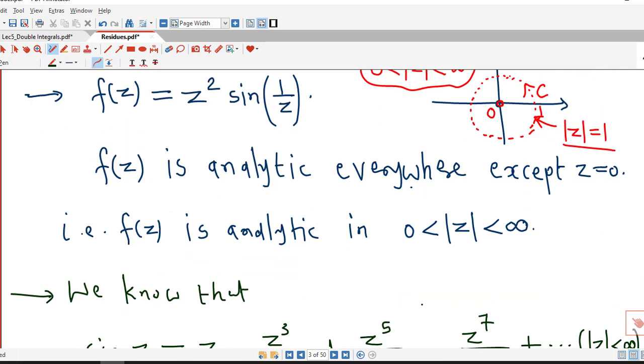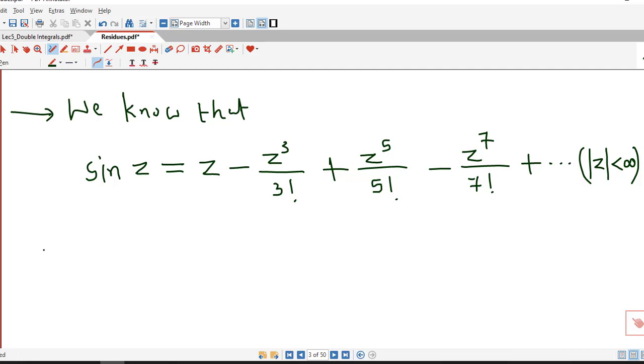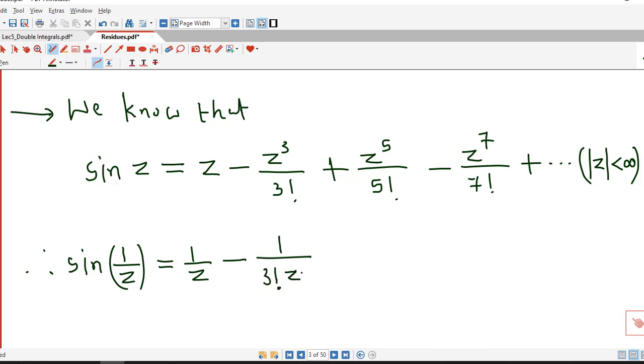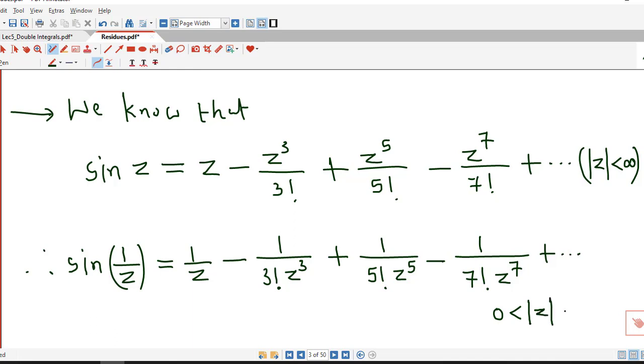Now in our function we require sine of 1 by z, so we replace z by 1 by z. So sine of 1 by z is nothing but 1 by z minus 1 by 3 factorial times z cube plus 1 by 5 factorial times z raised to 5 minus 1 by 7 factorial times z raised to 7 and so on. But this is now valid in the domain 0 less than absolute value of z less than infinity.